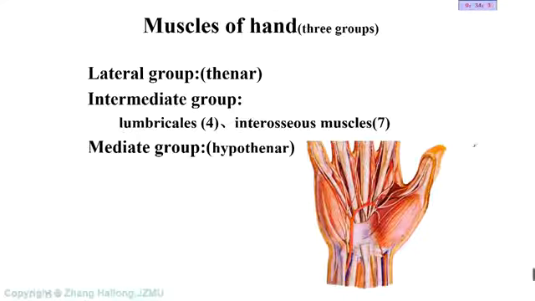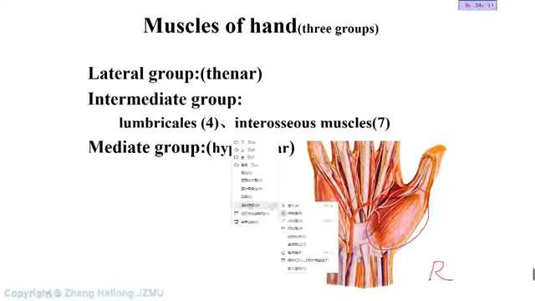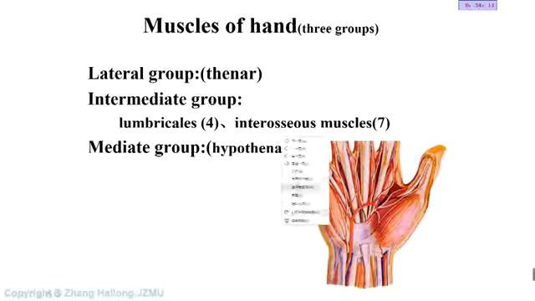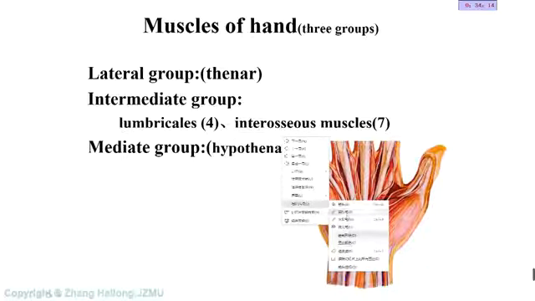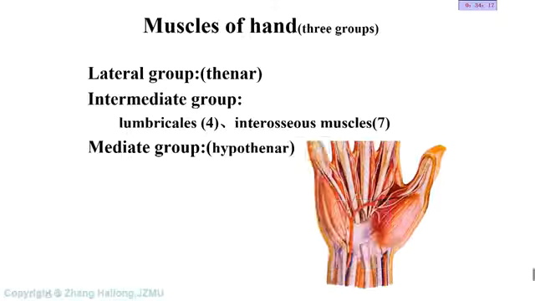Okay. The muscles of the hand have three groups. You see through our right hand, and this one is the palm. Now I'll change the color, to the yellow one. Okay. Here, lateral group. Here, medial group. Here, intermediate group. Three groups. Okay.